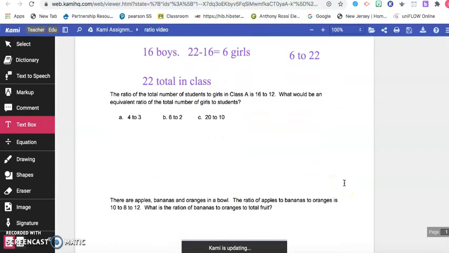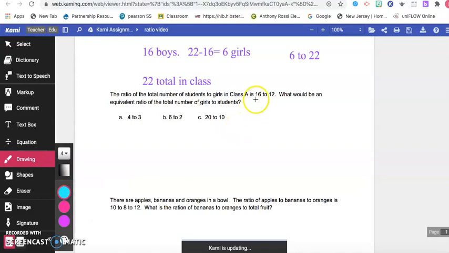The next problem that I want to share with you is one that would be called an equivalent ratio. So this one's a little bit different. Let's read the problem. The ratio of the total number of students to girls in class A is 16 to 12. What would be an equivalent ratio of the total number of girls to students? So this time, we're not asked to find a different ratio or a different number. We're actually given the ratio, which is 16 to 12. And we have to do something to this ratio to get one that is equivalent or equal to.